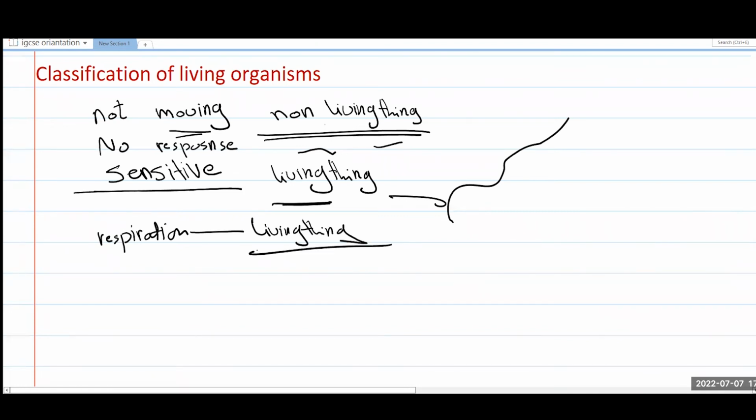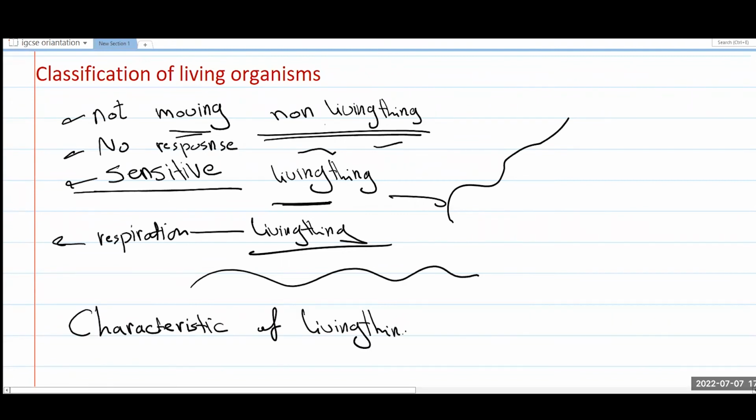So the characteristic which I can see, and according to what I can decide if it's living thing or non-living thing, we call it characteristic of living things. All living things must, and I'm saying must, have 7 characteristics. If one of them not found, it means it's not living thing, right? So living things have 7 characteristics.